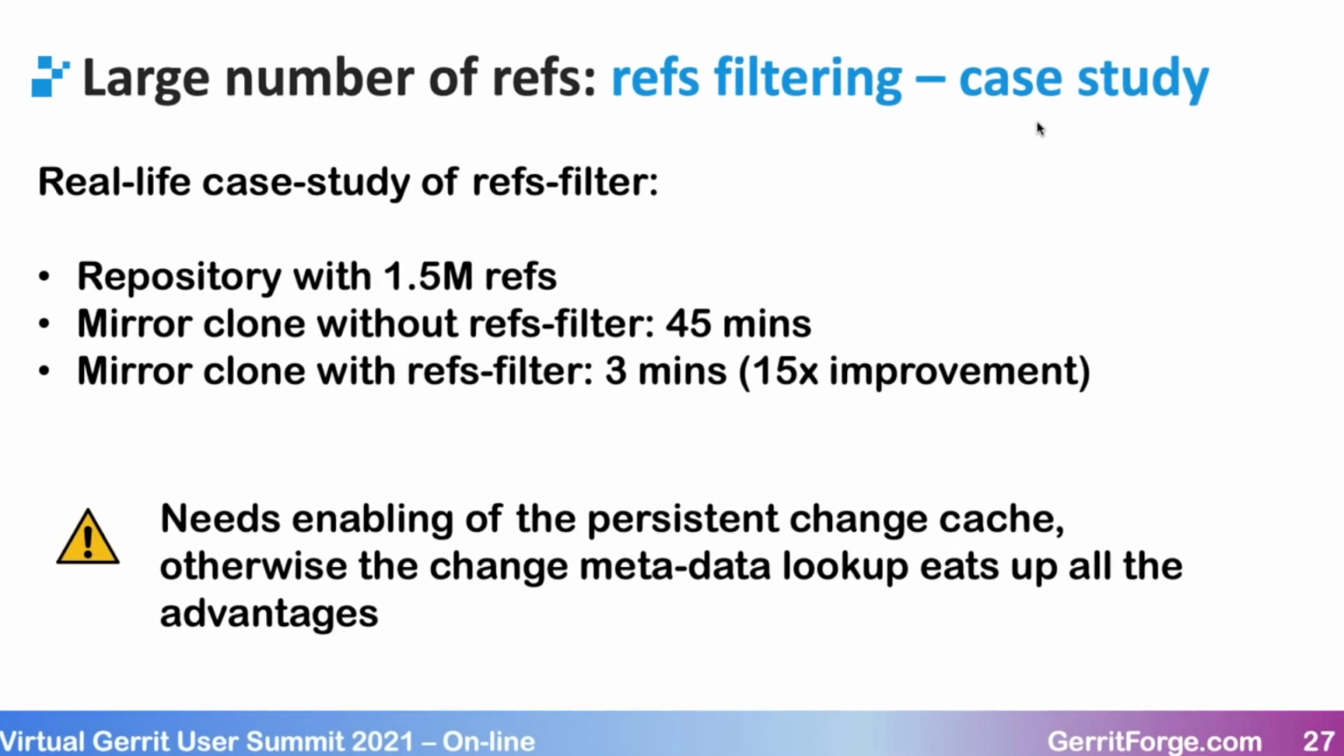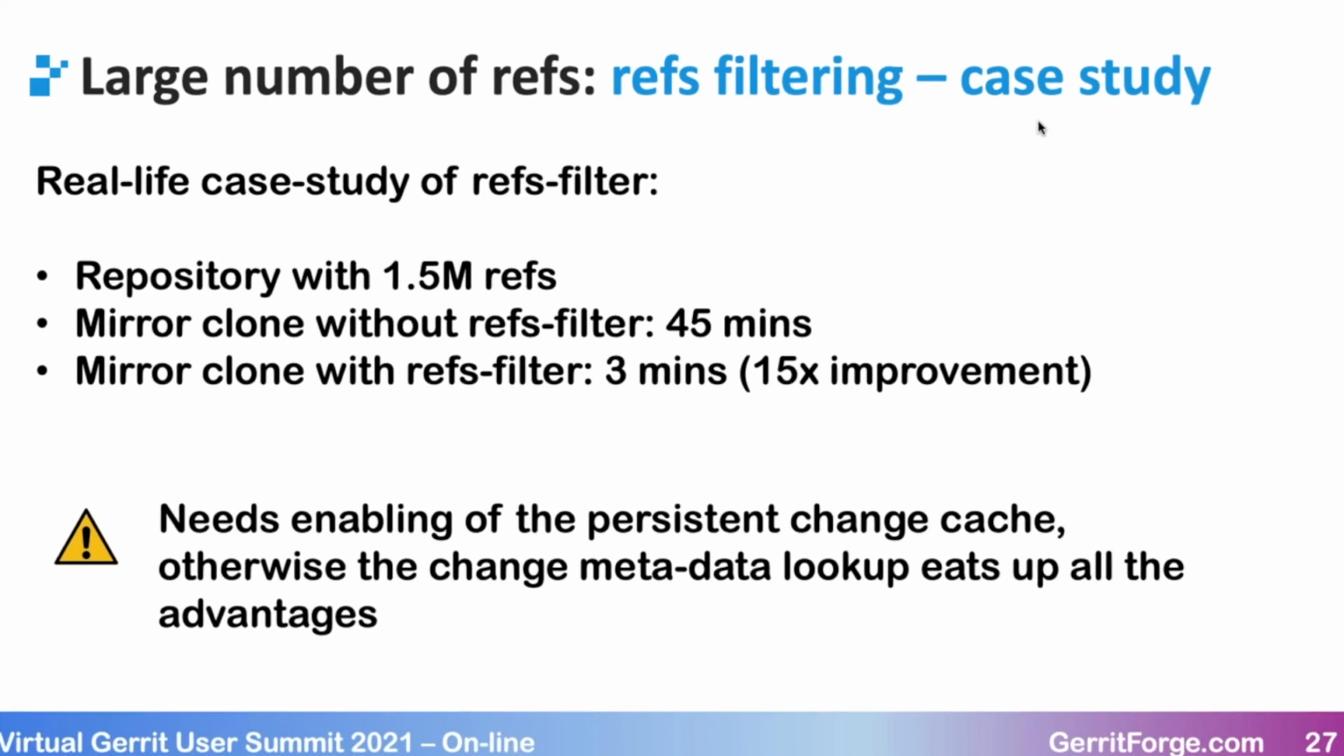Just to give you a case study, I cannot mention where it was happening, but a repo with 1.5 million refs. Before the refs filter implementation, the clone was taking 45 minutes. After the refs filter, it was taking 3 minutes, so 15 times faster. One thing, we needed to enable the caching for change metadata, because the refs filter will filter out basically closed changes. And if you cannot look up the change metadata quickly, of course, it is not going to be fast enough.